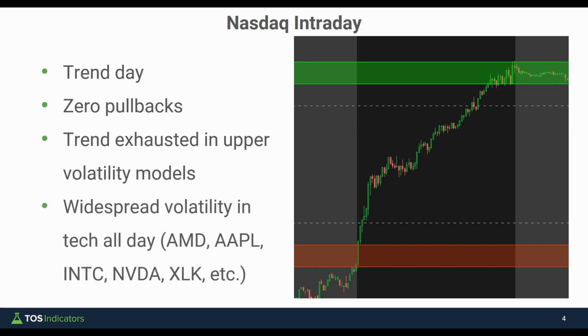If we take a look at some of the volatility today in tech stocks, a lot of tech stocks hit our live scanner. We had AMD, which breached its conservative Volatility Box models. We had Apple, we had Intel, we had Nvidia, we had XLK, we had IBM. We had a lot of tech stocks that hit our live scanner, all telling us that we're seeing a lot of buying activity here.